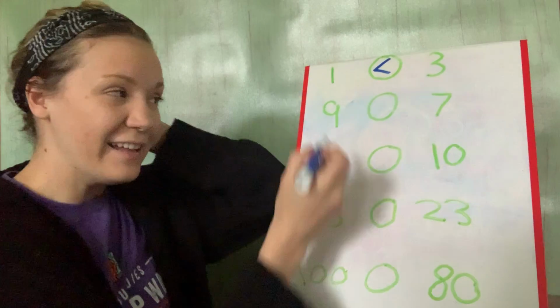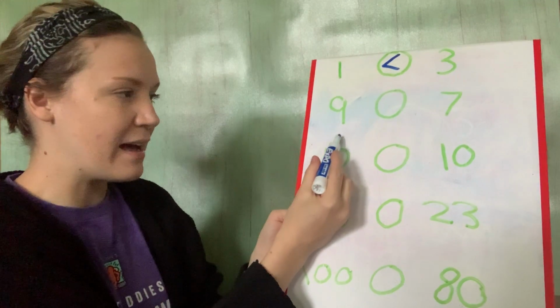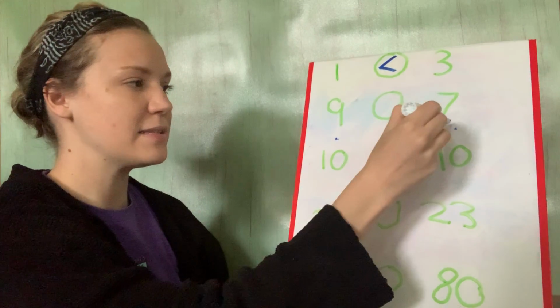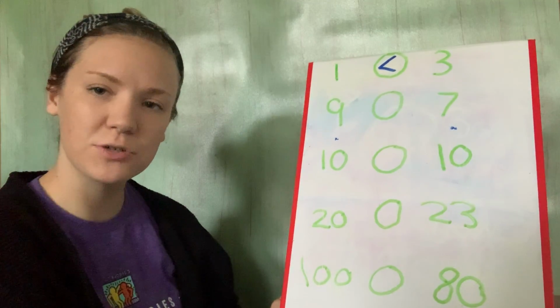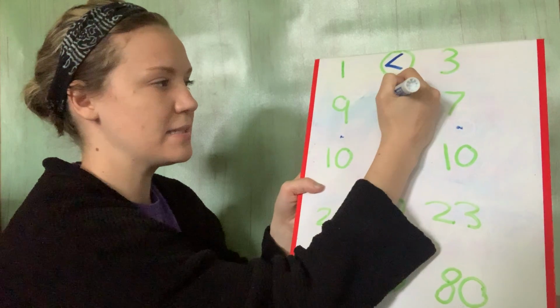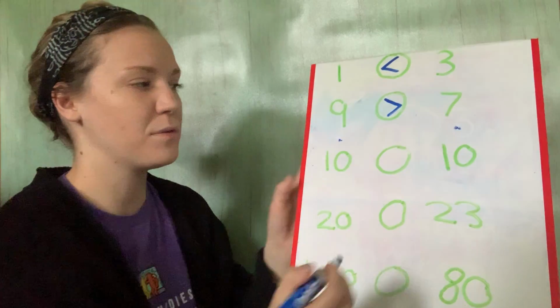All right, let's go ahead and move on to the next one. I've got 9 and 7. So is 9 bigger than 7 or is 7 bigger than 9? Which one is the bigger number? So 9 is going to be the biggest. So I'm going to open my shark's mouth towards the 9.